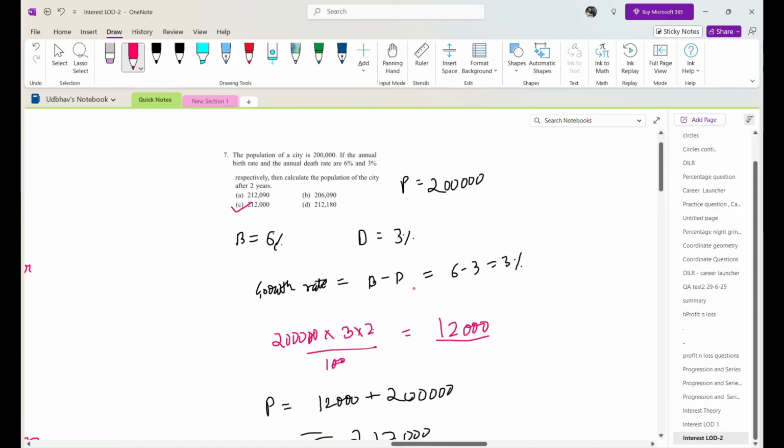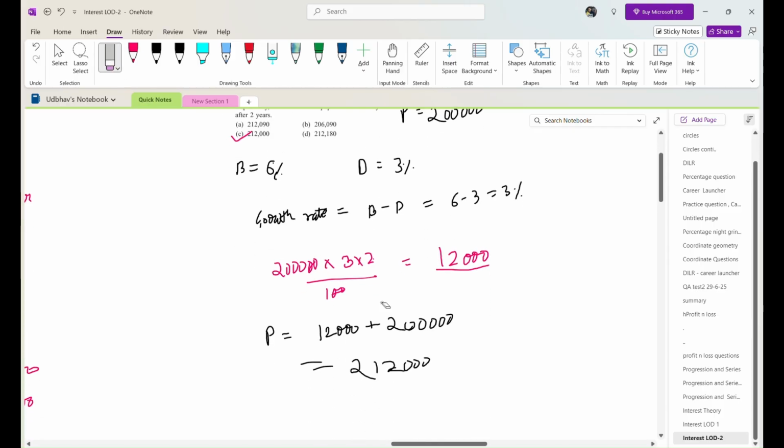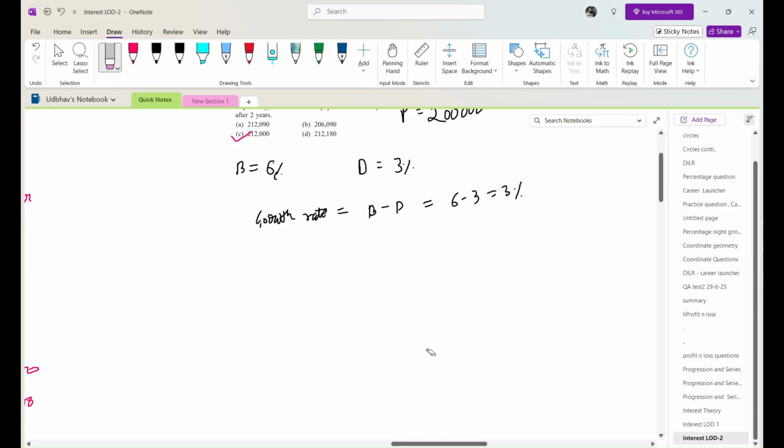Okay, I think it won't be simple interest like that. We cannot do it like this. This is wrong, because every year things will change. Let's see. After the first year, growth rate is correct. The population will increase by 3%.